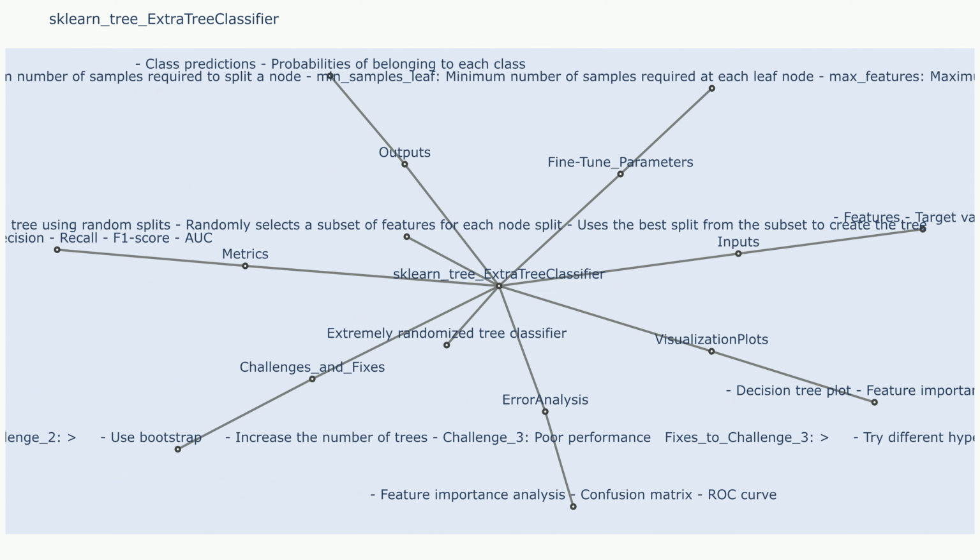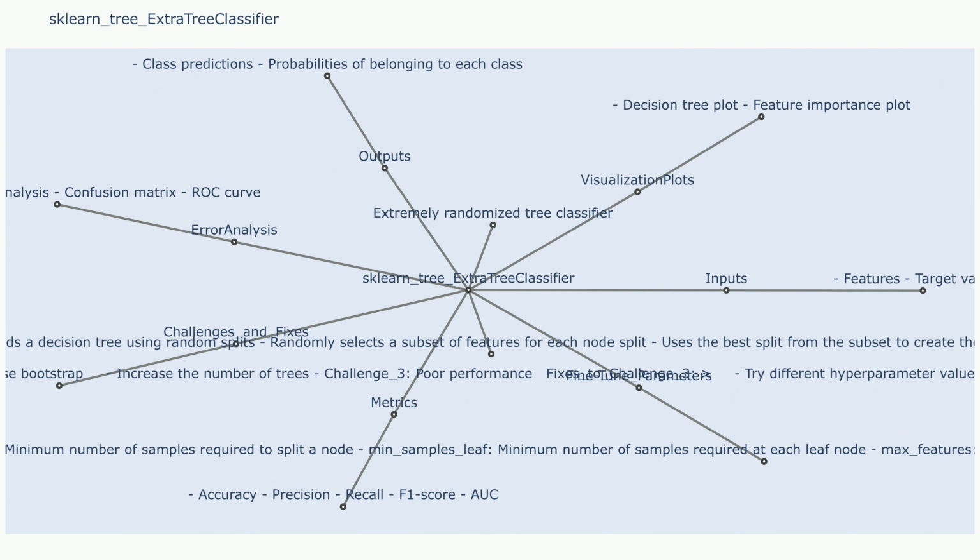Fixes to challenge 1. Increase the number of trees. Estimators. A larger number of trees helps average out the variance across the ensemble, leading to more stable predictions. Adjust the max depth parameter. Limiting the maximum depth of the trees can help reduce the complexity and variance of the model. Utilize bootstrap sampling. Using bootstrap sampling introduces additional randomness in the training data, further reducing the risk of overfitting and high variance.